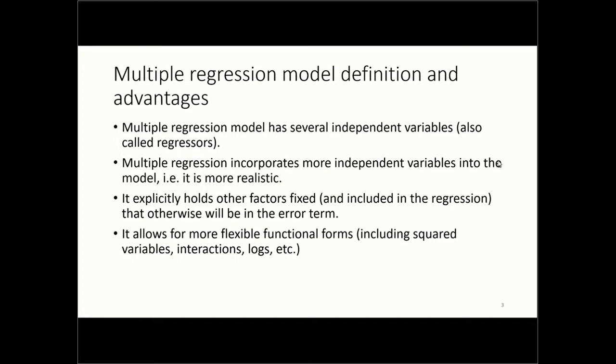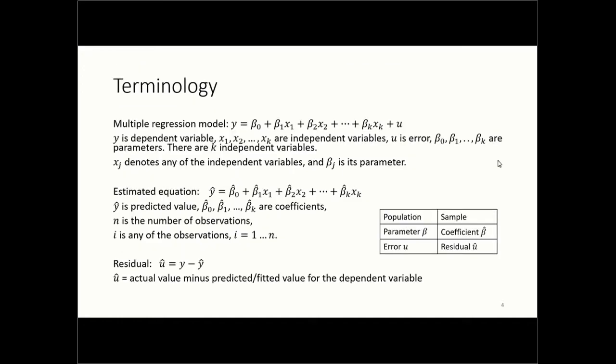We will talk about this in the lecture, and those factors would be included in the regression as regressors that otherwise would be in the error term if they're not explicitly modeled as regressors. The multiple regression model also allows for more flexible functional forms, including squared variables, interactions of variables, logs of variables, and so forth. So here's the terminology that we will be using.